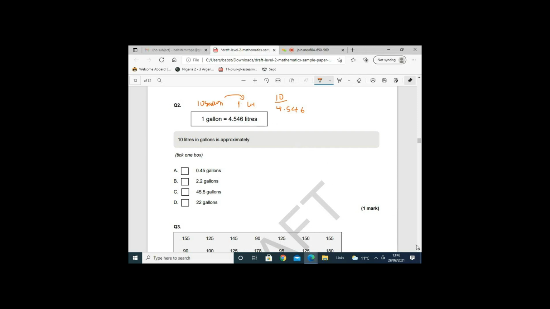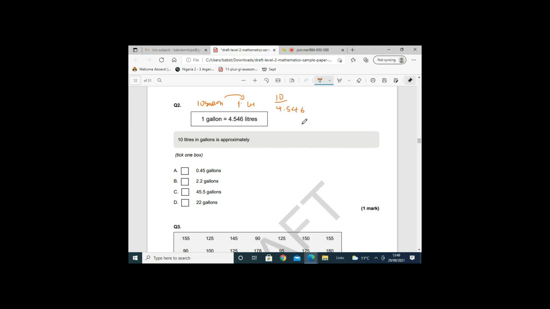So it's going to be 10 divided by 4.54. What's 10 divided by 4.54? Is it 0.45? No, that's 10 divided by, not 4.5 divided by. By looking at it, you can see this is approximately 5 and approximately 2 point something. You don't even need to calculate it.